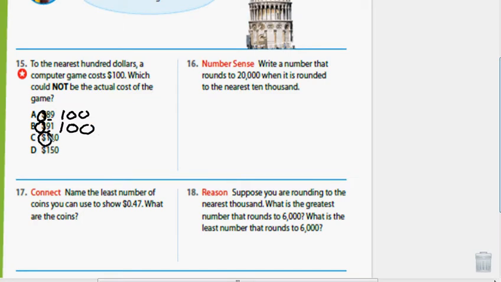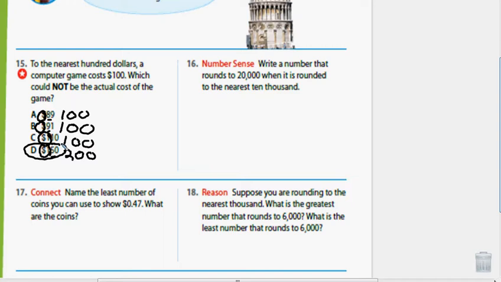Okay, circle the hundreds place. There's a 1. Underline the 1. The 1 is telling the hundreds place to stay the same, so it'd be 1. Everything else becomes 0. And on the last one, D, circle the hundreds place. Underline the digit to the right. That's a 5. 5 and above, we give it a shove. So the 1 becomes a 2, and everything to the right becomes a 0. So D is the only one that does not round to 100. So D would be the correct answer choice.